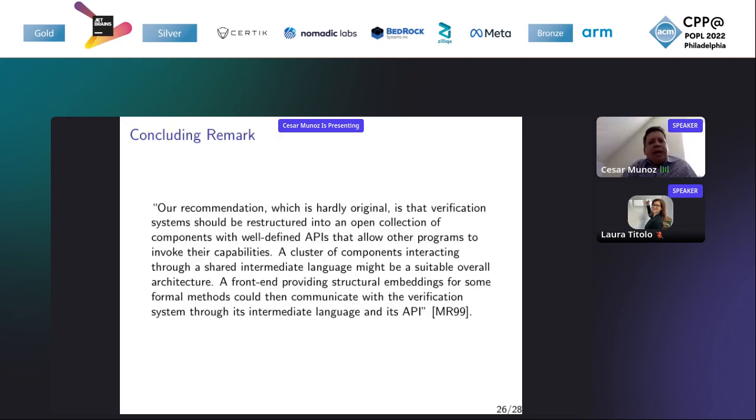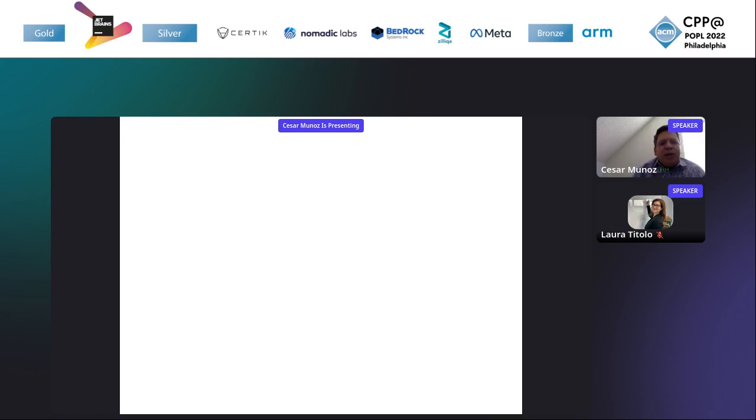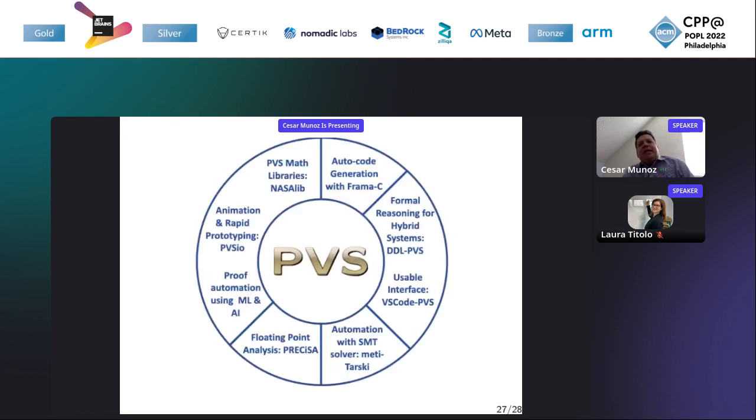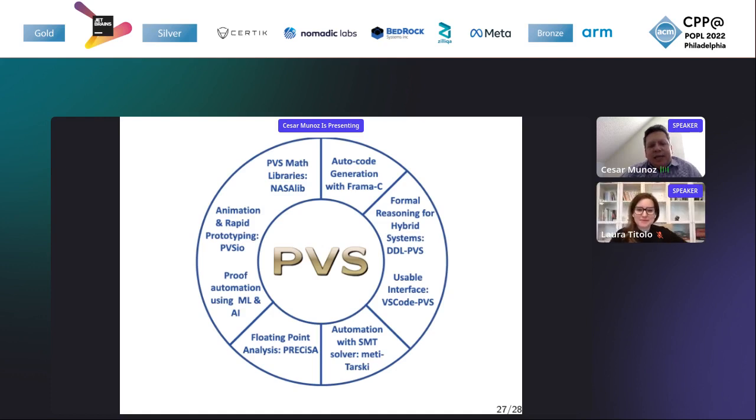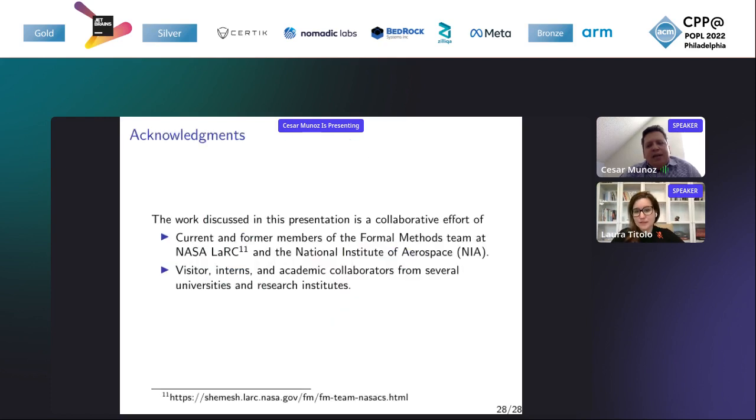Okay, let me finish with a sentence that I concluded in the paper, and it was our recommendation at the time, and it was to structure theorem provers in a way that is easy to work with these embeddings, and I wanted to check how we are doing in PVS. In PVS, we have the composition of several APIs and use them in different embeddings. So let me finish here.